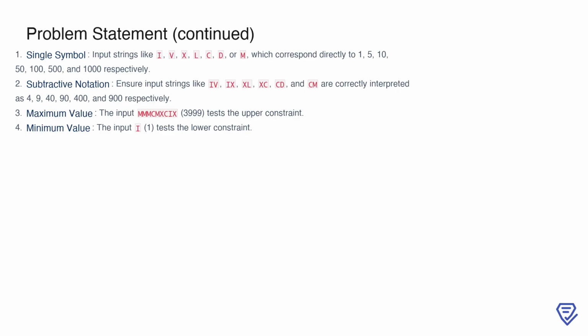As for edge cases, we need to correctly interpret single symbol inputs such as I, V, or M, which directly correspond to their respective values. Additionally, we must handle subtractive notations like IV, IX, XL, and so on. At the upper limit, the input MMMCMXCIX represents 3999, while at the lower limit, I represents 1. Ensuring these cases are handled correctly is key to solving the problem.